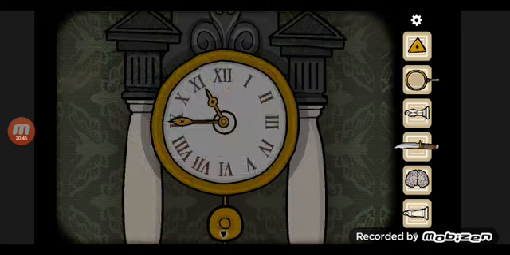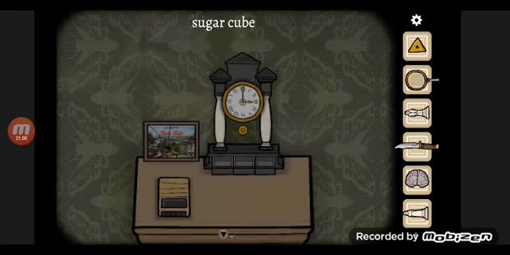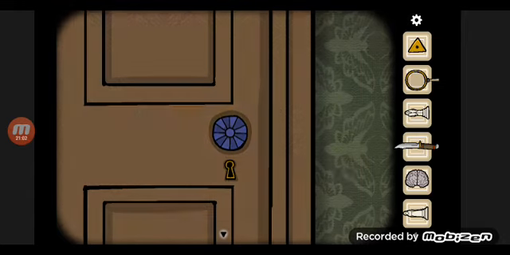Now let's set the time on the right shutters. The hour hand is at 3 o'clock and the minute hand is at 12 o'clock. And we've got the sugar cube.